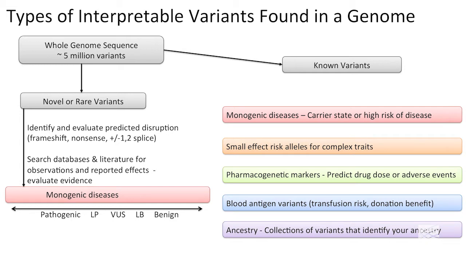In some cases, we'll be able to infer effect by looking at predicted loss of function variants, like frame shift, nonsense, and canonical splice effects. In other cases, it's not really obvious what the effect is, and you go about searching databases and literature for observations and reported effects, aggregating that evidence to try to classify a variant.